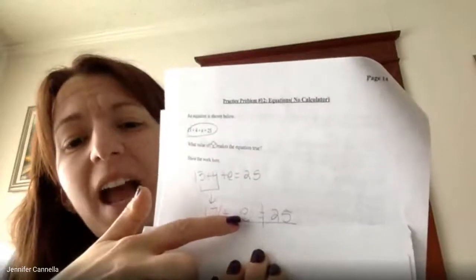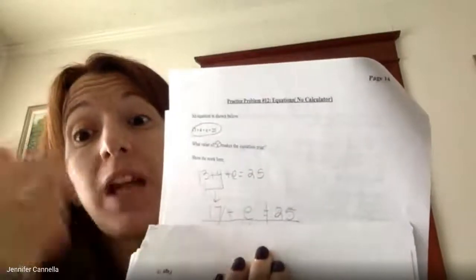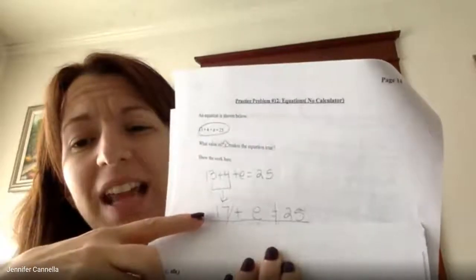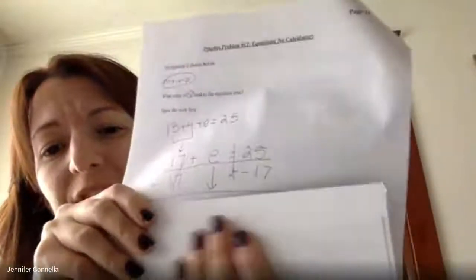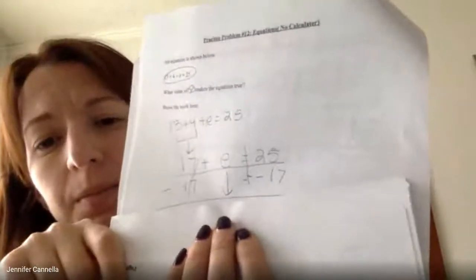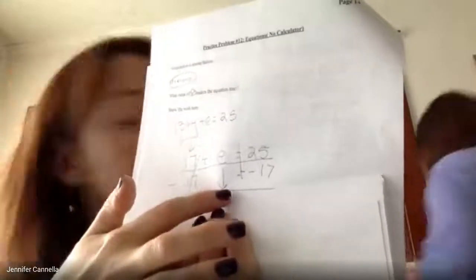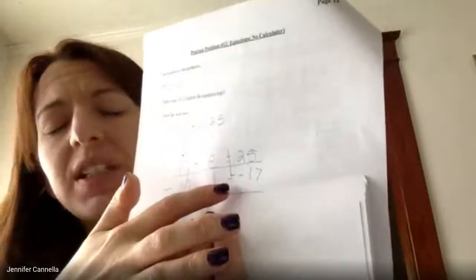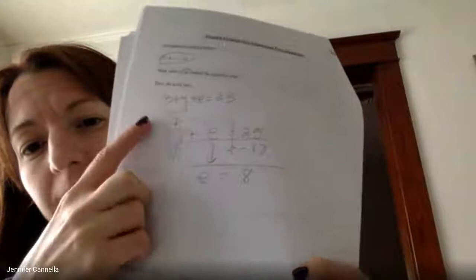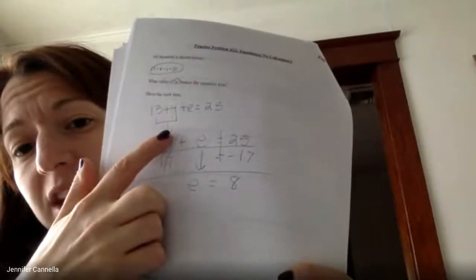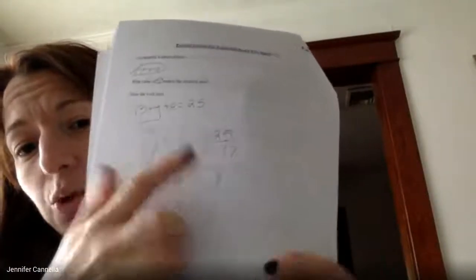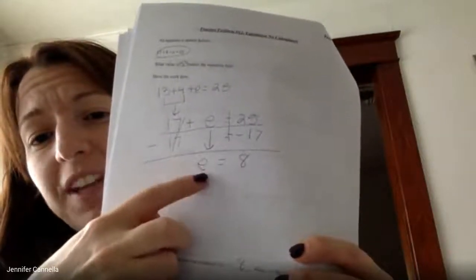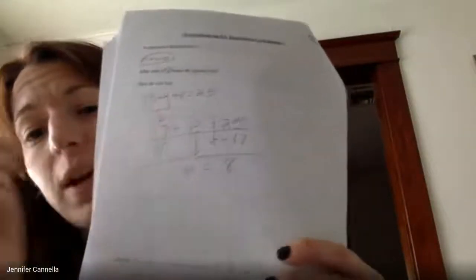So the 17 is addition. In order to find out what e, or the variable, the unknown amount is, I need to do the opposite or inverse of addition, which is subtraction. So I got to subtract 17 on both sides. If I subtract 17 on the left, I do it on the right. So now I got 25 minus 17, I get 8. Because 13 plus 4 is 17, and 17 plus 8 equals 25. Therefore, the value of e has to be 8, which makes this equation true.